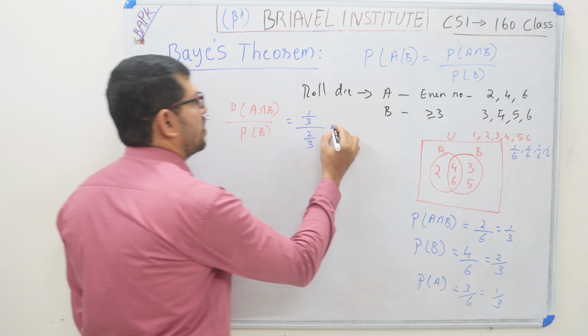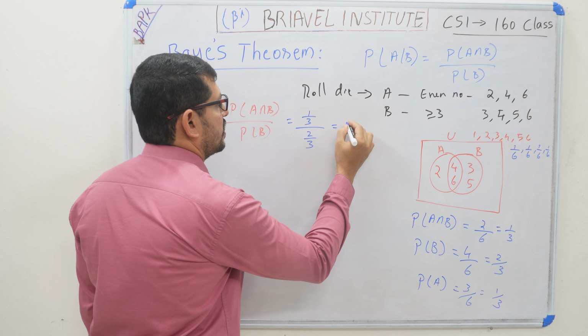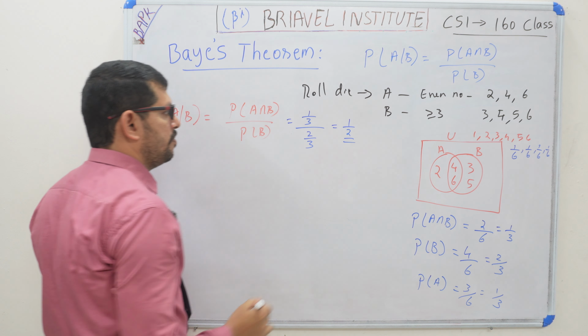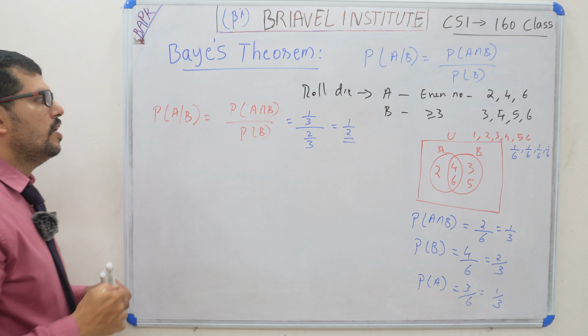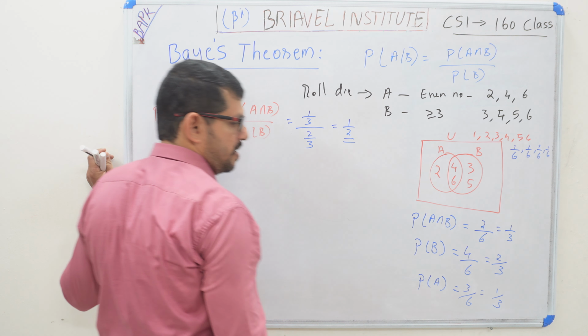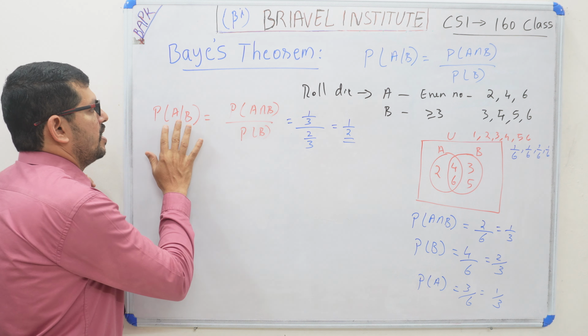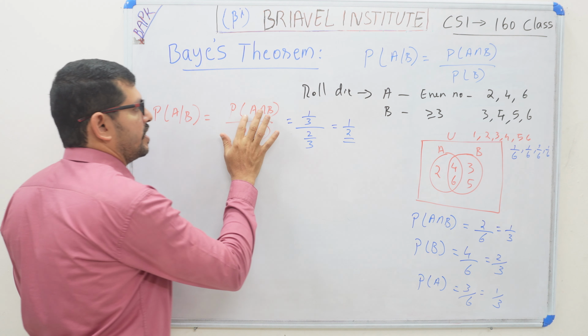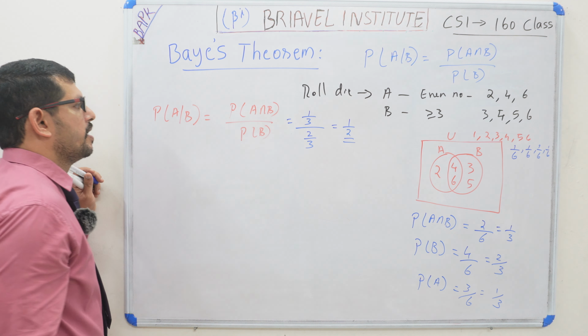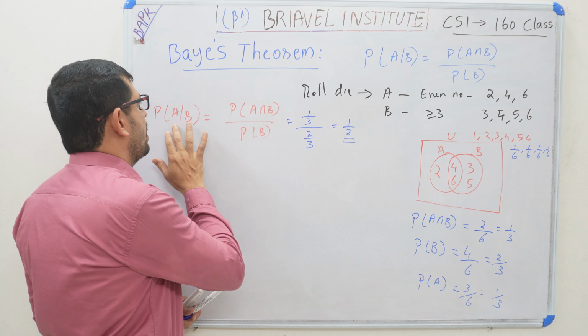So this is equal to 1 by 2. So this is the probability of A intersection B. Now, A given B: A there is under the condition B. Our equation is A intersection B, and we can directly take A under the condition of B.